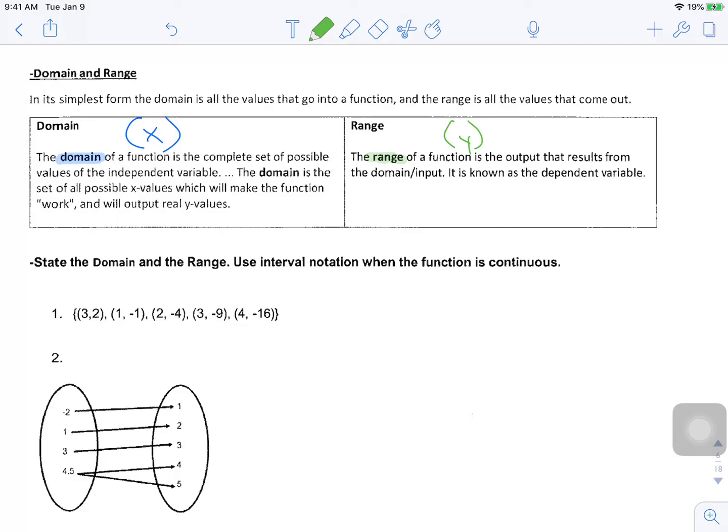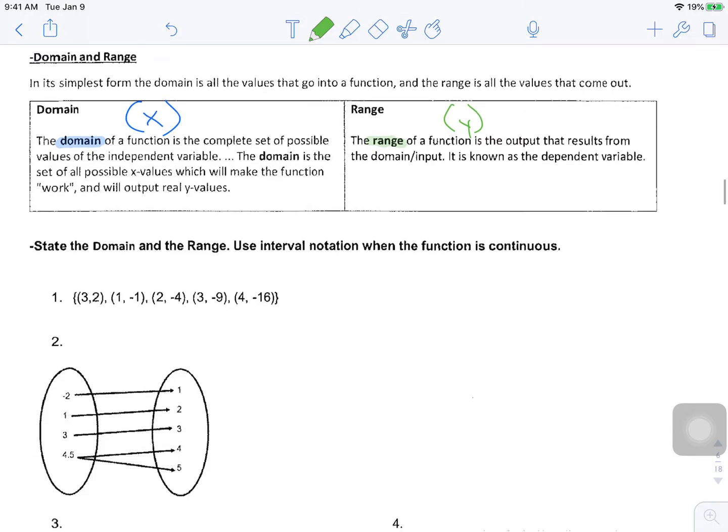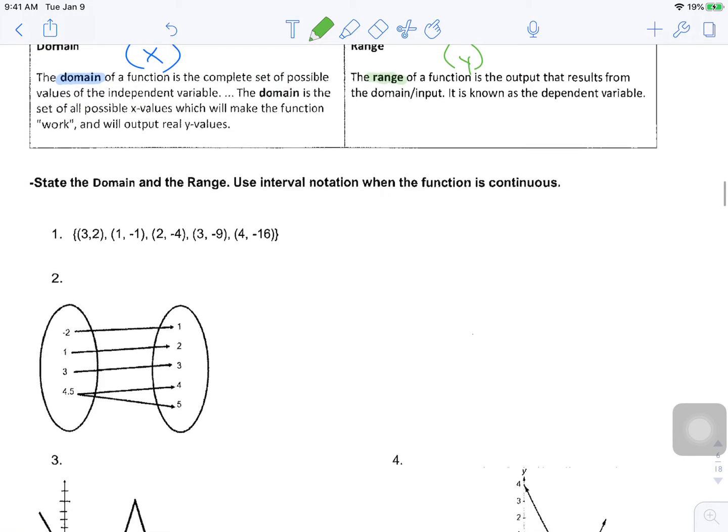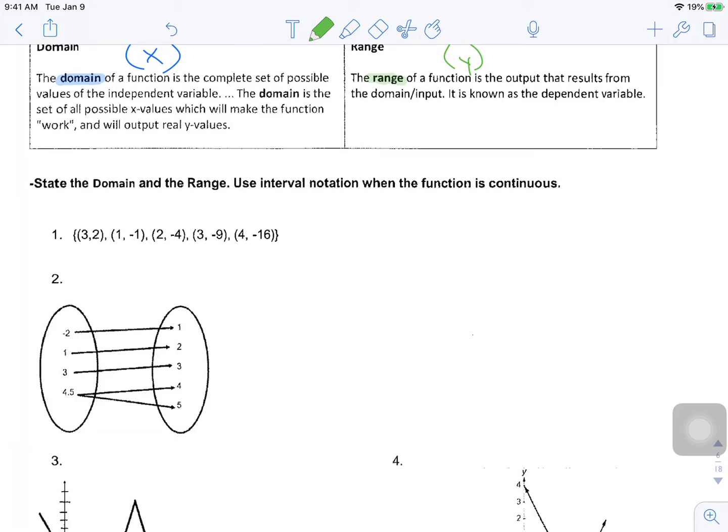So we have a bunch of examples down here at the bottom, and for each of them, we are going to identify the domain and the range of the set, the function. If it's continuous, it says that we want to use interval notation, which Mrs. Bartness taught us in video 1.1.2. Remember, the parenthesis is like an open, it's not included. The bracket is closed, it is included, and you have the infinity and negative infinity also.